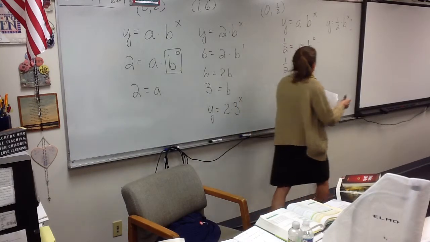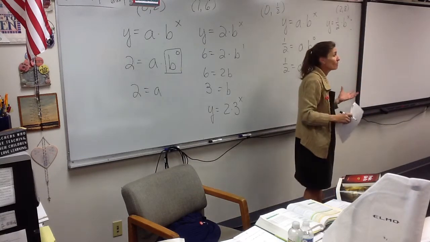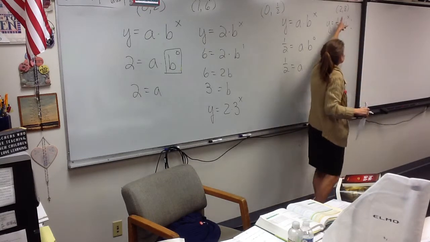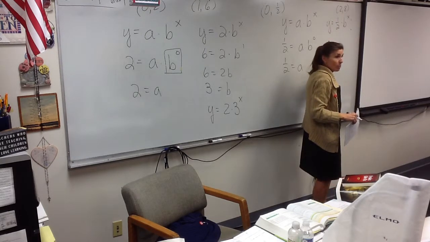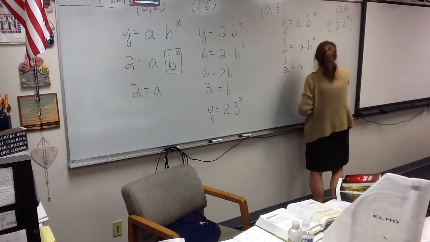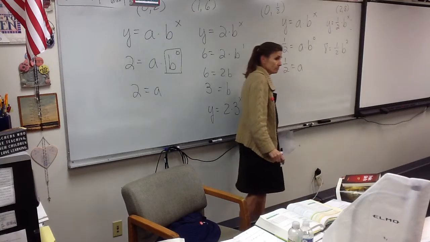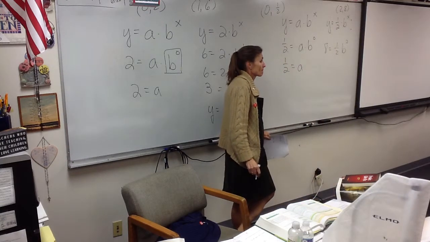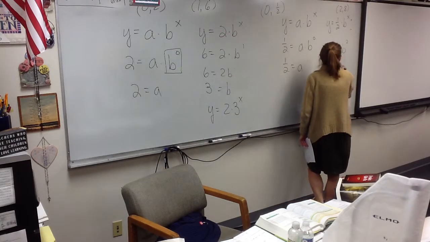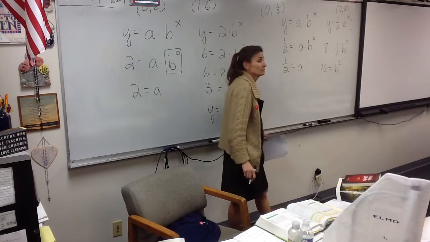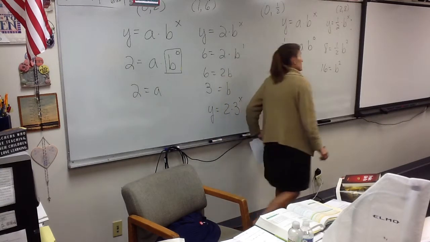Plug in the other point, which is (2, 8). Now I know this sounds dorky, but kids, be careful. When you plug in your point, where does the 2 go? X, and 8 goes in for y. So 8 equals 1/2 b to the second. Multiply both sides by 2. So 16 equals b squared, and b equals 4.